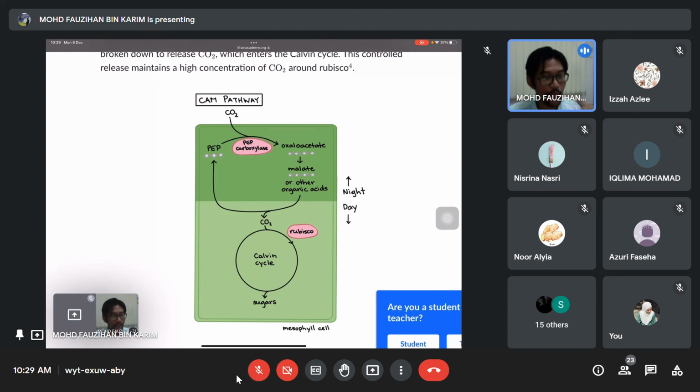So they have to wait until the next morning so that the light reaction will start, and the Calvin cycle will start as well. So then the other organic acids or molecules will release the carbon dioxide, and the carbon dioxide will be fixed into Rubisco, and then the cycle continues. That is the CAM pathway. C3 plants only happens during the day.